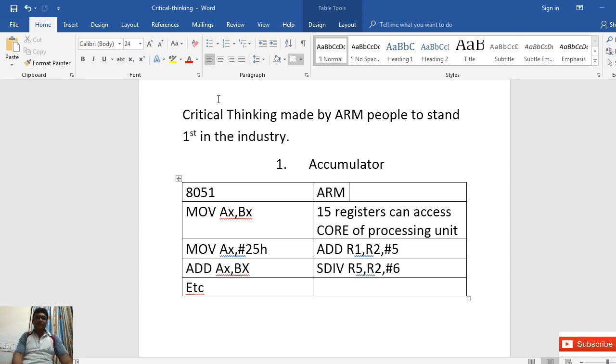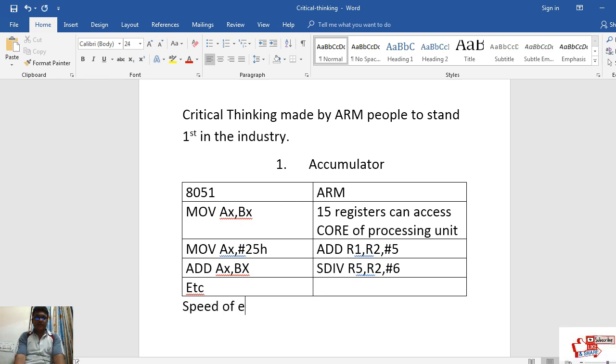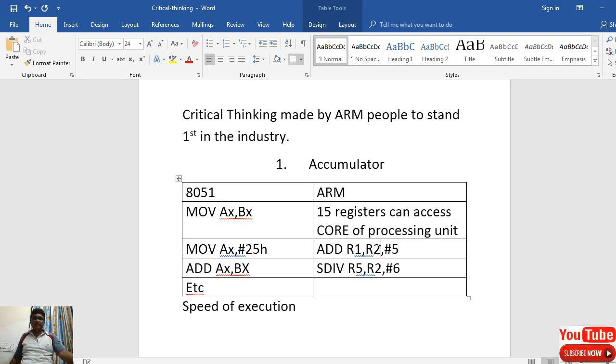So you can just see the difference in the number of registers. You can enhance the speed of the execution. The first and primary thing is that the speed of your execution is enhanced because the dependencies have been removed. The dependency on only one accumulator register has been removed and you have 15 registers. So these 15 registers can speak with the core of the processing unit. This was very accurate critical thinking made during the time of 1996. See, these are the examples here. R1 can speak with your core processing unit, R5 can speak with your core processing unit. So there is no wastage of time, and none of the waiting issues that happened in the 8051.